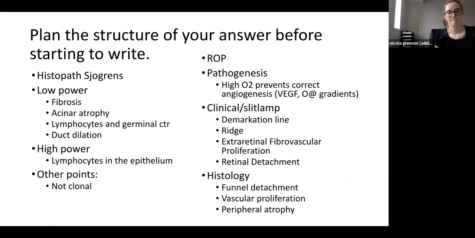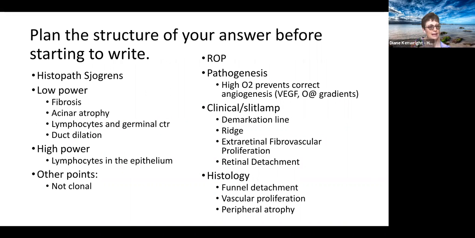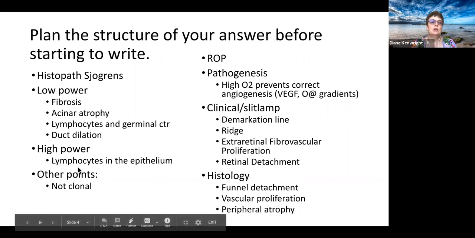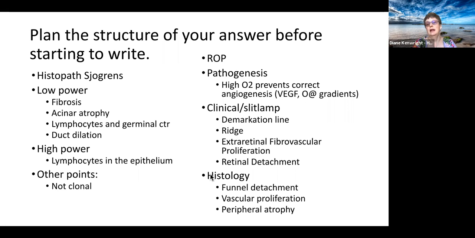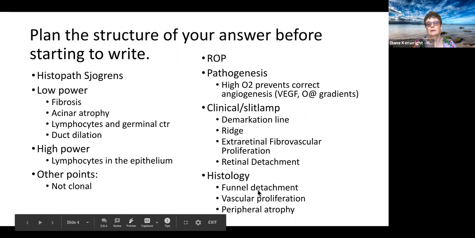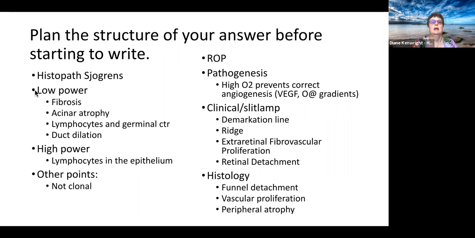Often it's good to plan the structure of what you're writing. So you saw me doing that too. I was thinking, all right, histopathology of Sjogren's. We all know how to examine a slide now. I'm going to write what happens at low power, and what happens at high power. And I'm going to make some important other points, like it's not a clonal proliferation. I was given the structure much more with retinopathy of prematurity, so I'm just going to write the pathogenesis, the clinical, and the histology. So plan the structure. And if you're asked to describe the pathology, remember to go with what you see: the very low power with your ophthalmoscope, the low power down the microscope, and then the high power.